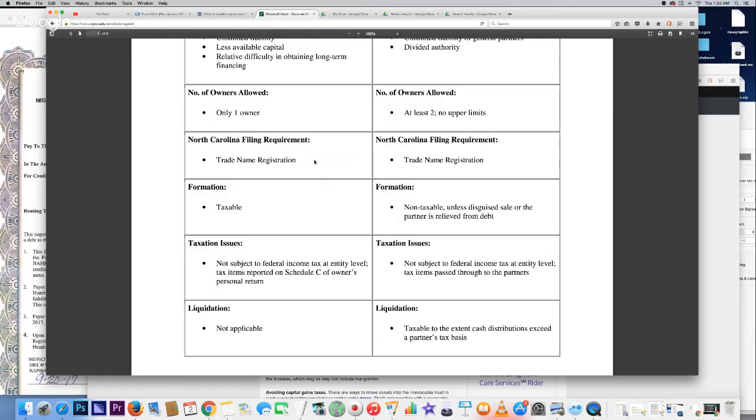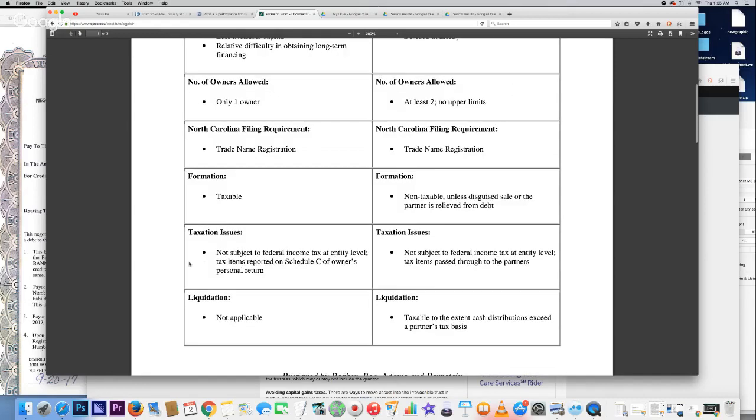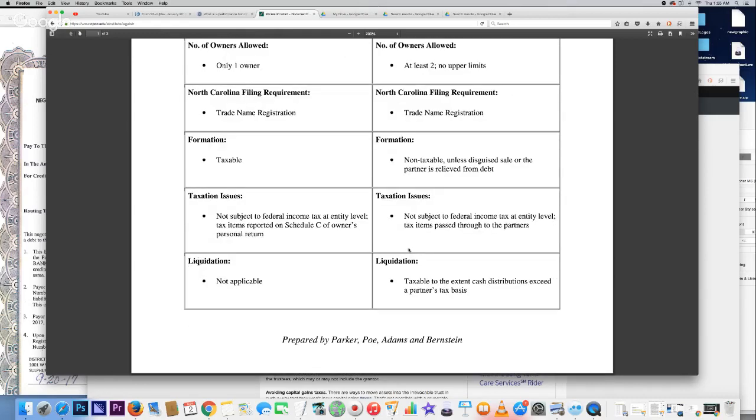So in North Carolina, you have to have a trade name registered. Formation is taxable. As a sole proprietor, your formation is taxable. Taxation issues, not subject to federal income tax at entity level. Tax items reported on Schedule C of owners' personal return. Liquidation, not applicable.